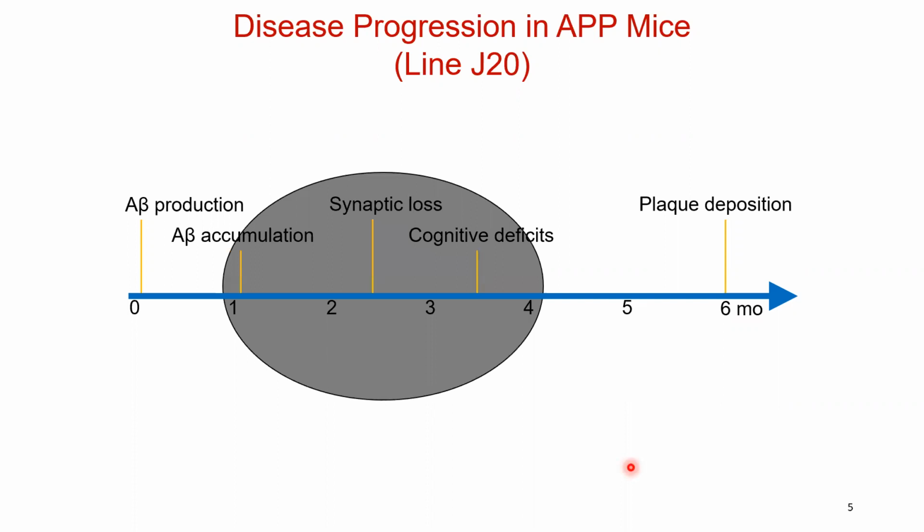So we are really interested in what happens before the plaque deposition, like what predisposes this. We are really interested in the age from 1 month to 4 months. That's when we particularly see the occurrence of epileptiform activity, seizures, sleep fragmentation, and decrease in slow wave sleep.